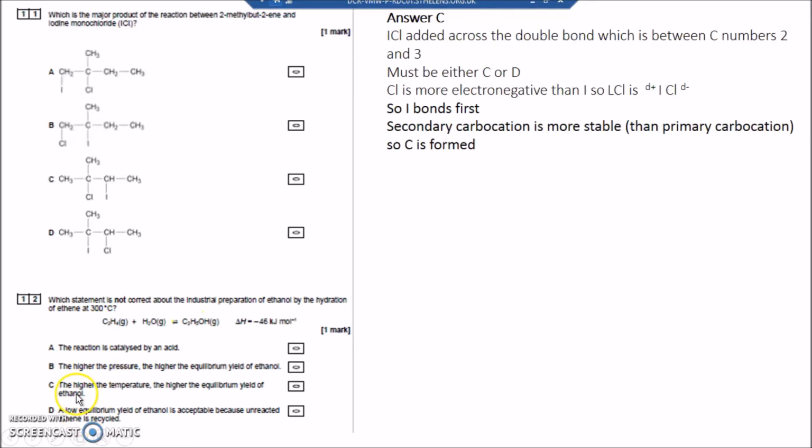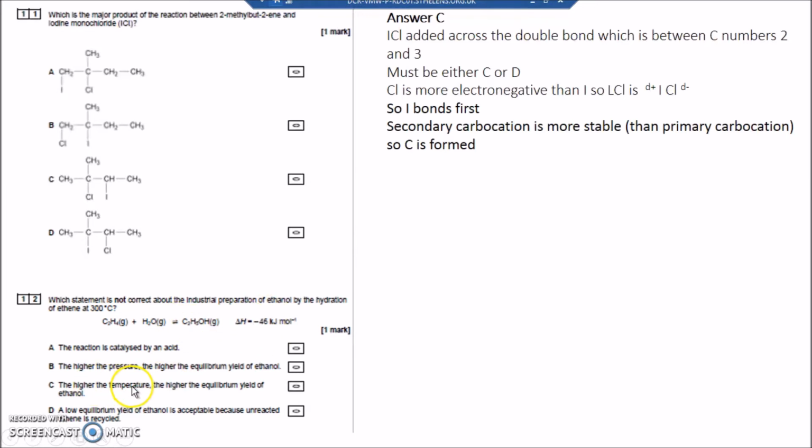A and D we're not sure of. Let's check out D. If that's the one that's not correct, we know we've found it. The higher the temperature, the higher equilibrium yield of ethanol. So in other words, does increasing the temperature make more ethanol? Does it shift it to the right hand side? That's what the question's asking. Well, it's got a minus here, so it's exothermic. So that means that when this reaction happens, it gives out heat.